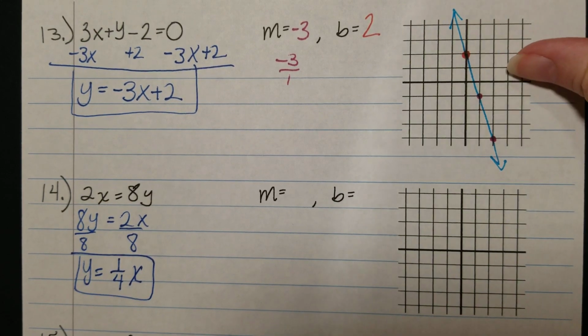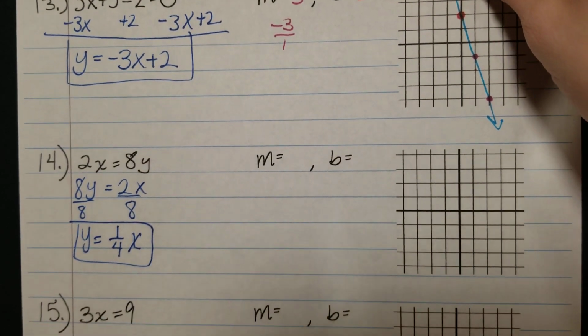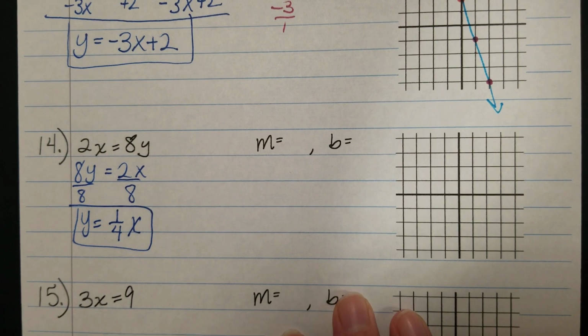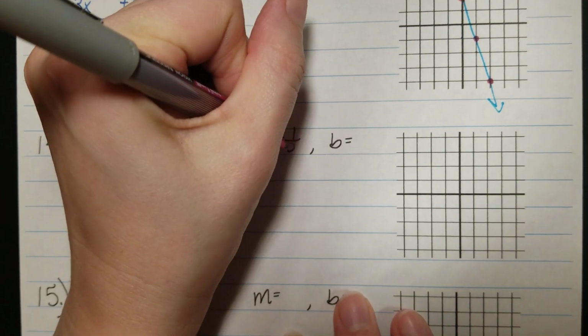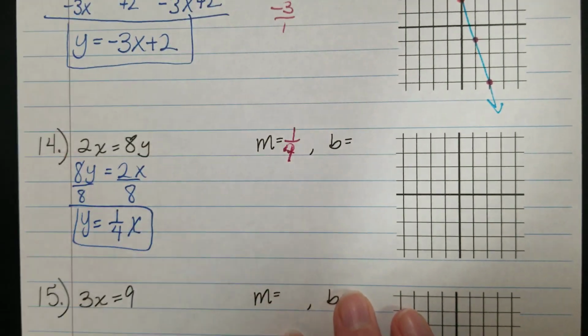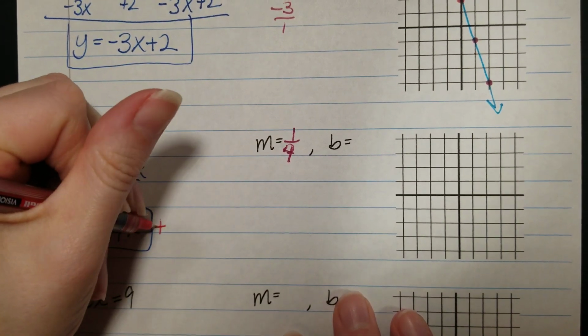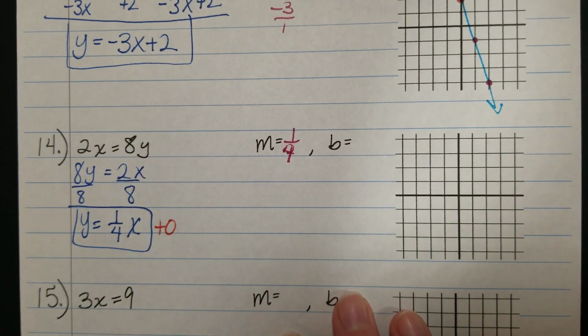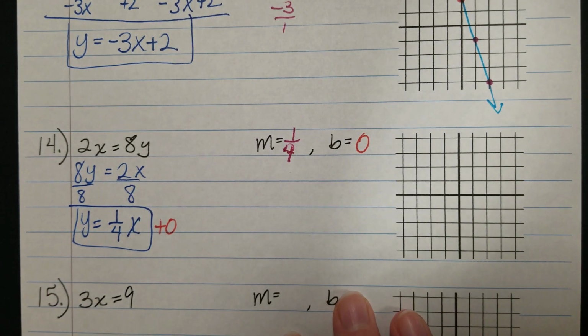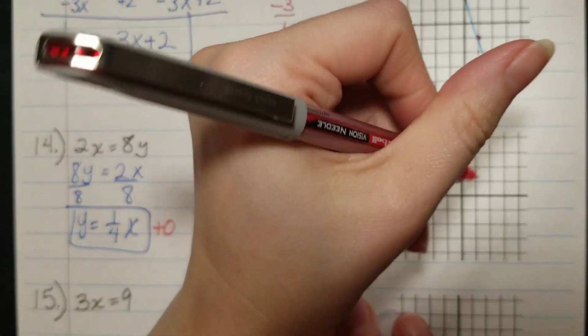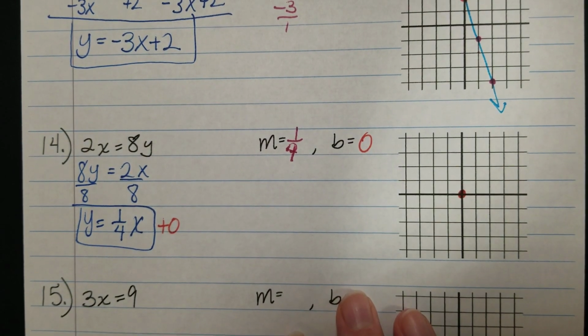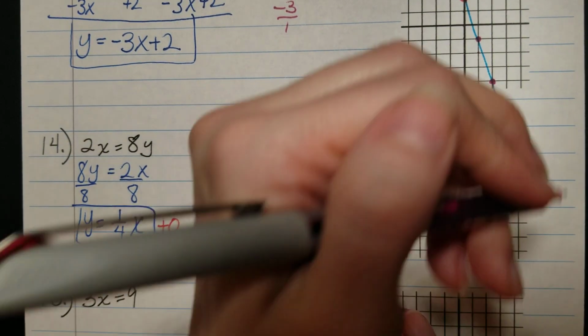All right, so in this case, we can see that m is 1/4 and b, you could say there's a +0 there. So b is 0. So I'm going to plot my y-intercept at 0, and then my slope is 1/4. So I'm going to go up 1, over 4.